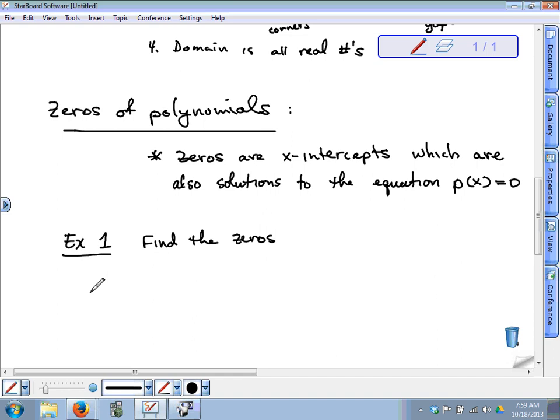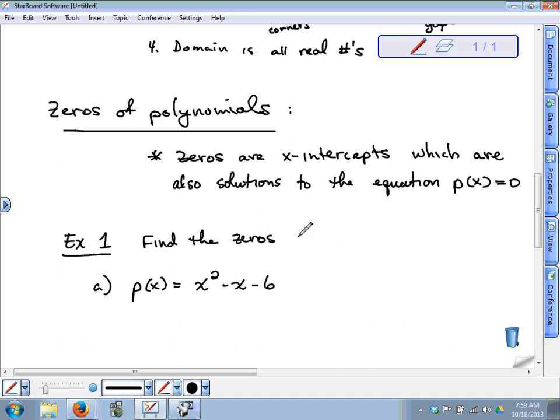Find the zeros. Start with an easy one here. P of x equals x squared minus x minus 6.